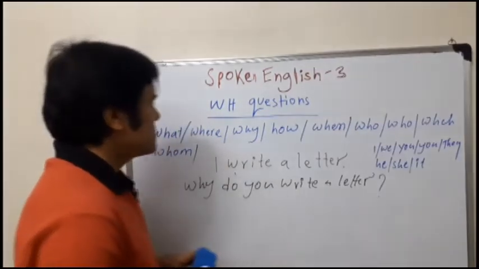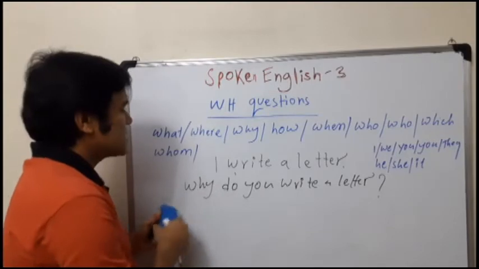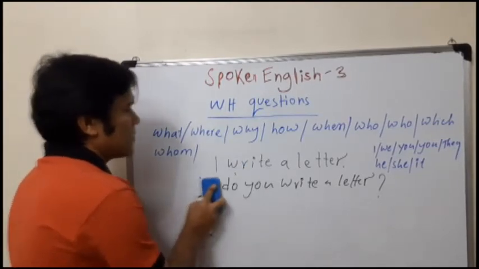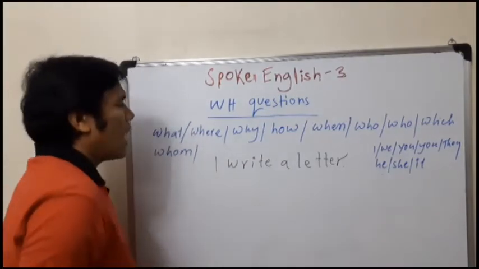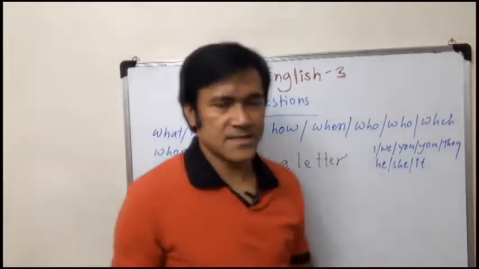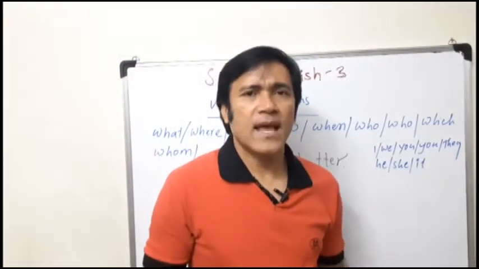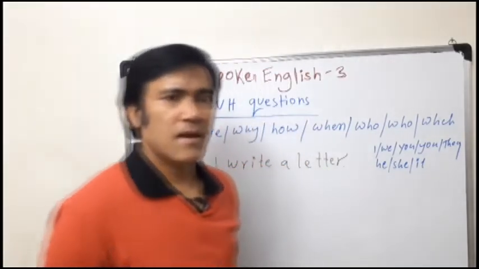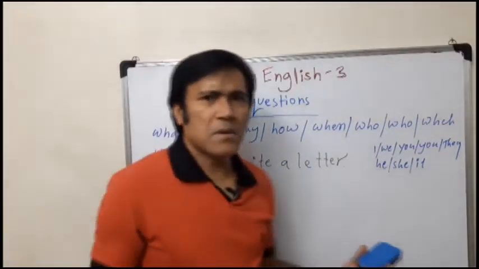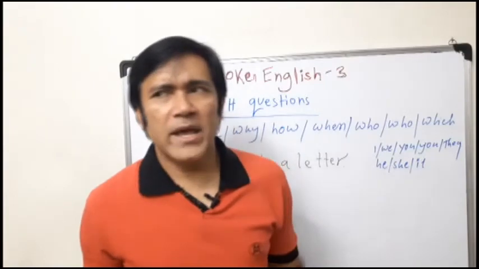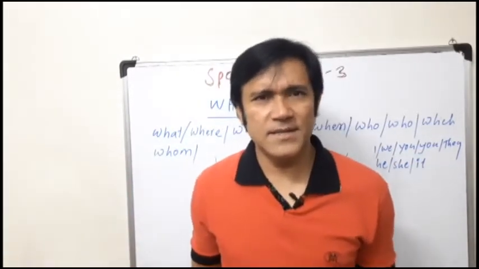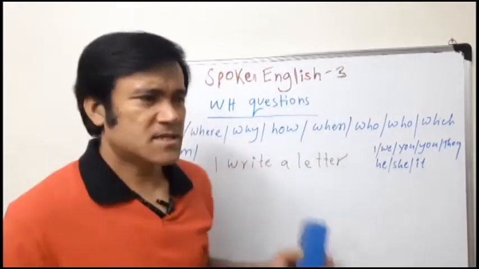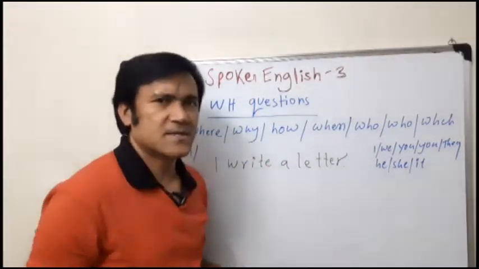And then let's go for how, okay? How, if you ask these questions using this, I mean, on this sentence, like how do you write a letter? আপনি কিভাবে একটি চিঠি লেখেন? কিভাবে লিখতে পারে? বাই পেন or by computer, right? He can answer. This is a just sample questions.